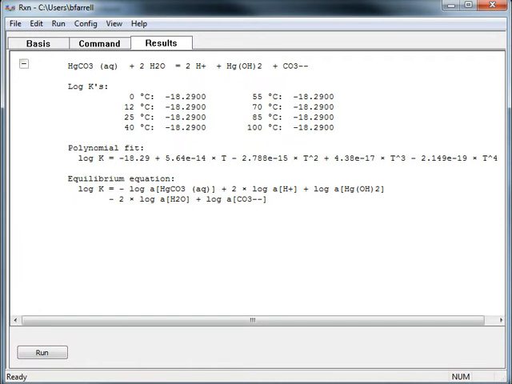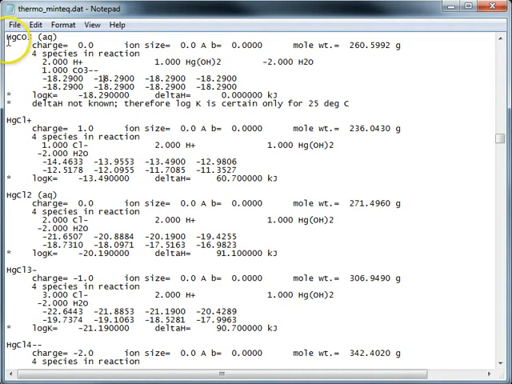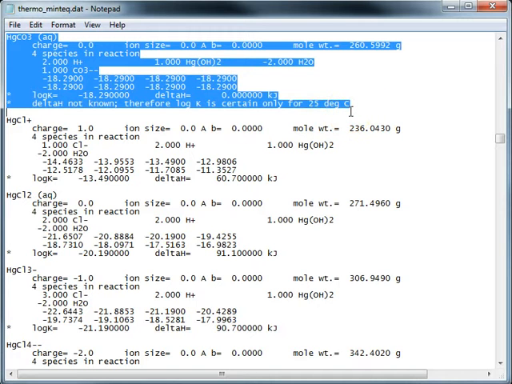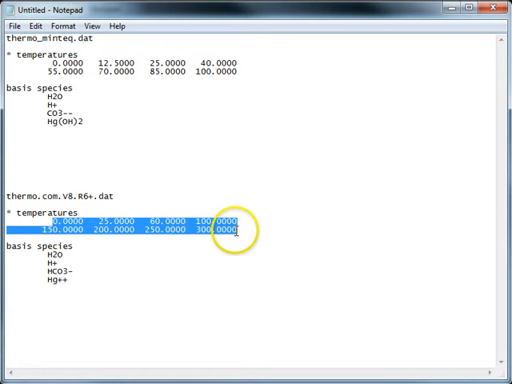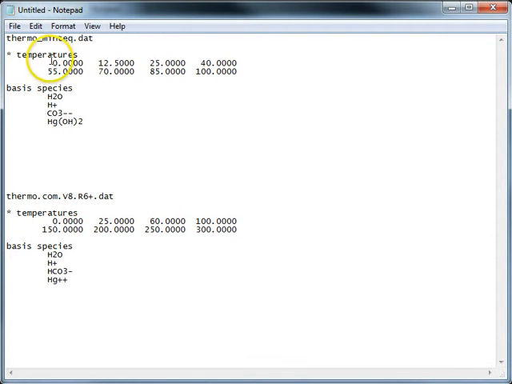Now we can't just take this entry in thermomintec and copy it into thermo.com. There are two problems with that, or at least two. I'll talk about two right now. Because the data sets are different. Thermomintec goes from 0 to 100 degrees. Thermo.com goes from 0 to 300. So if you were to paste a value into here, the temperatures wouldn't match up. And they're also written in terms of different basis species. They both use H2O and H plus, but thermomintec uses carbonate, thermo.com uses bicarbonate, and thermomintec uses HgOH2, while thermo.com uses Hg2 plus.